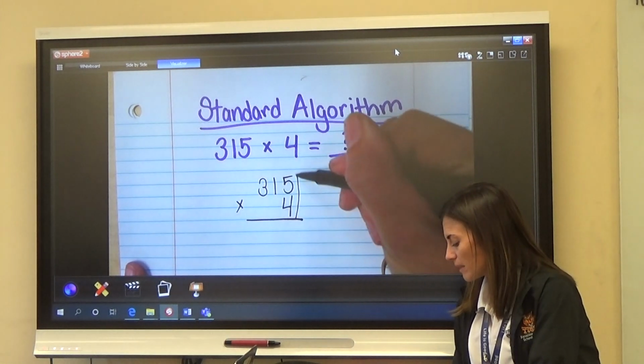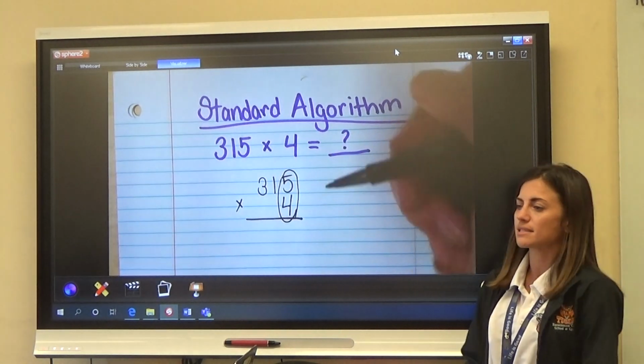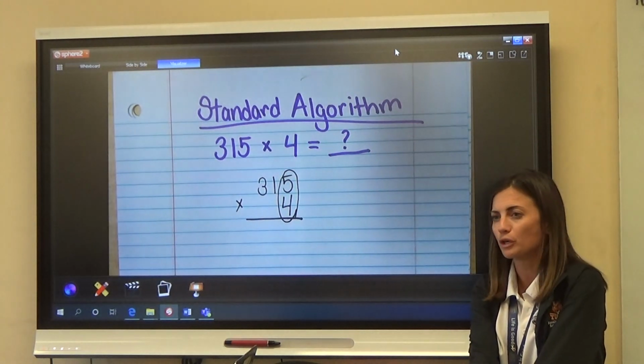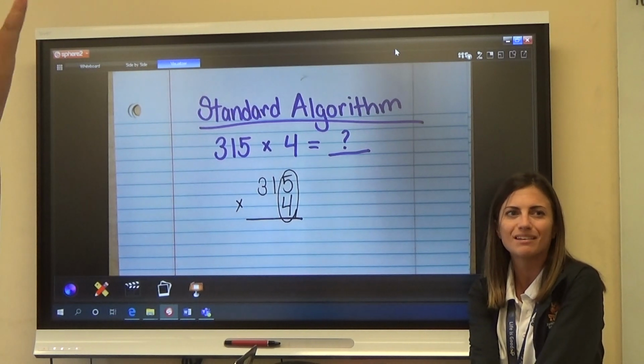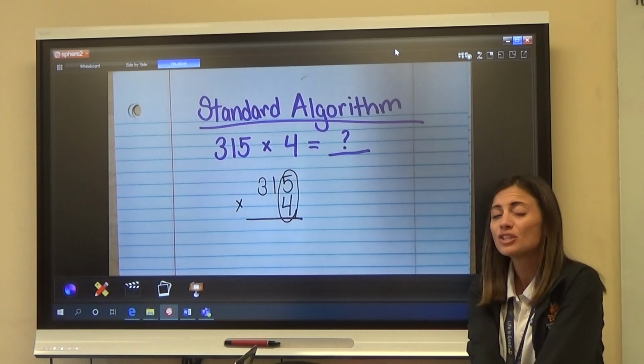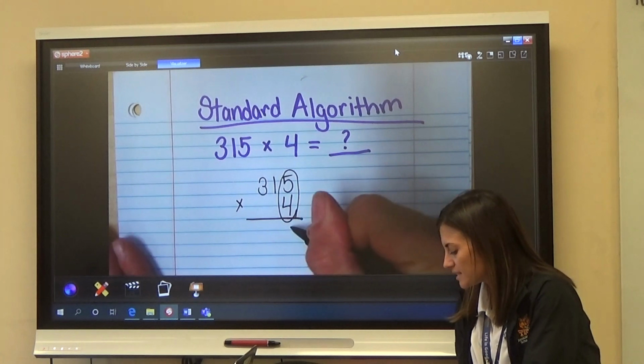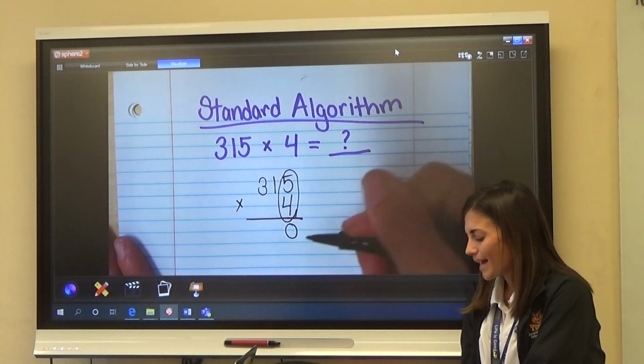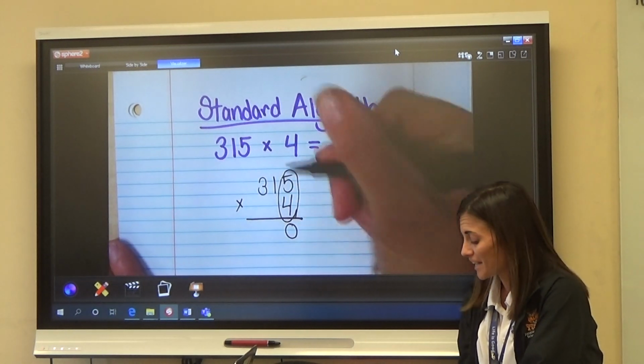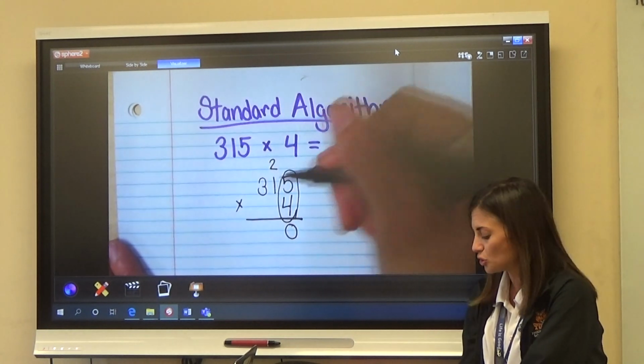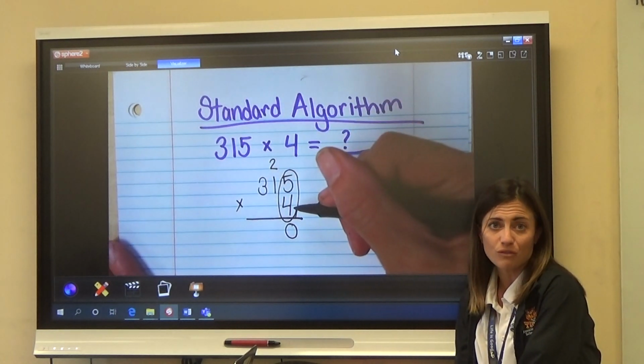So I'm going to start with my first 2 digits. 5 times 4. Who can tell me what that's going to give me? 20. Good. So I put the 0 down here. I do not put the 2 next to it. I carry it over. So the 2 gets carried over.